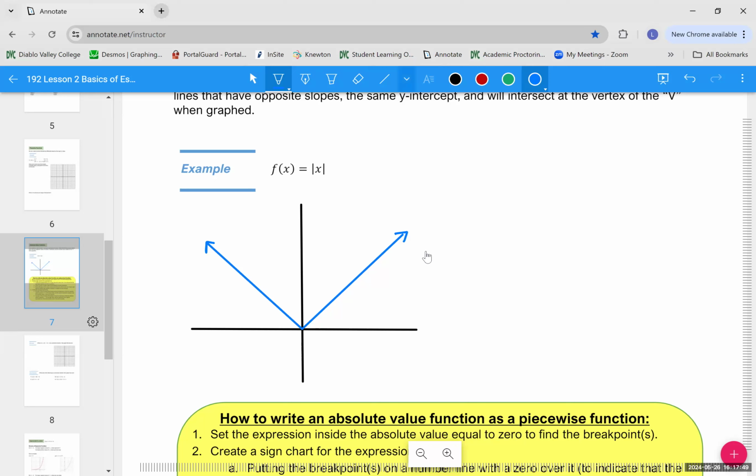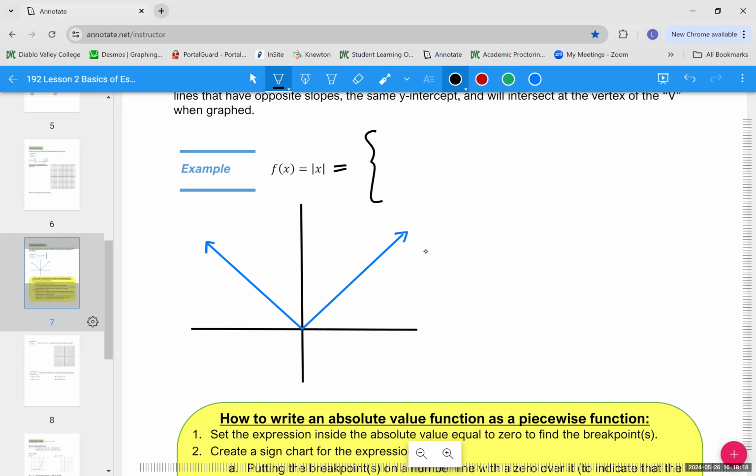But if you think about it, each one of these is a line, and this is a line with a positive slope, and this is a line with a negative slope. And so each one of these will have a separate equation, essentially a piecewise function. So we can rewrite an absolute value function to be a piecewise function. And the most basic one is this absolute value of X. And we can do this just through basic reasoning.